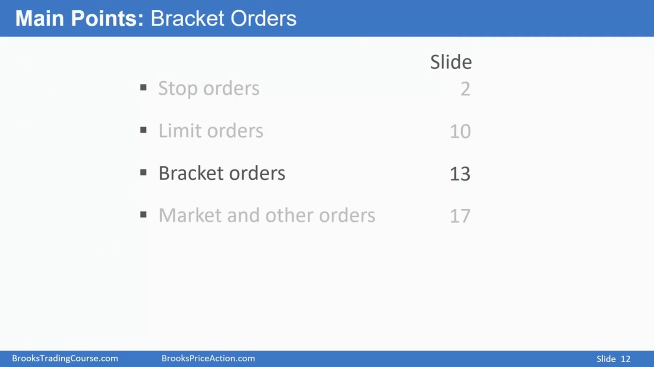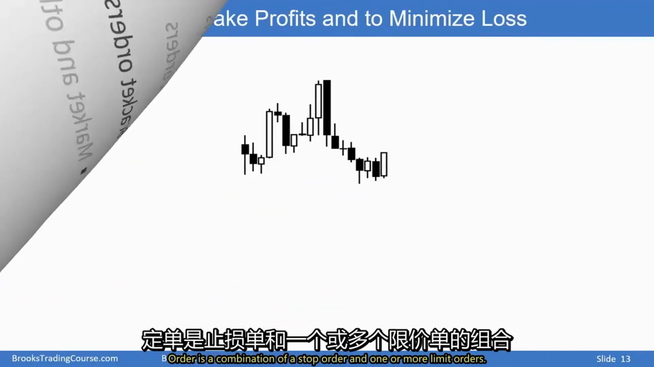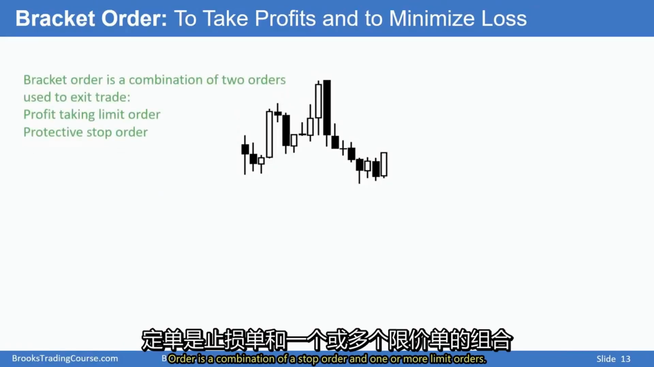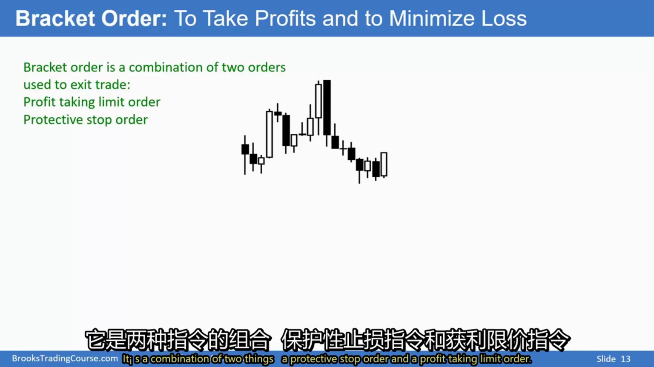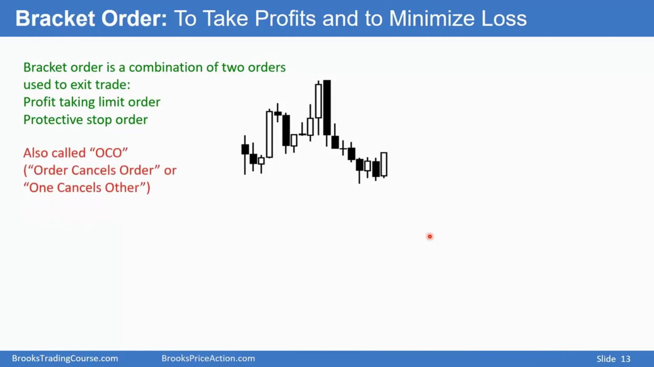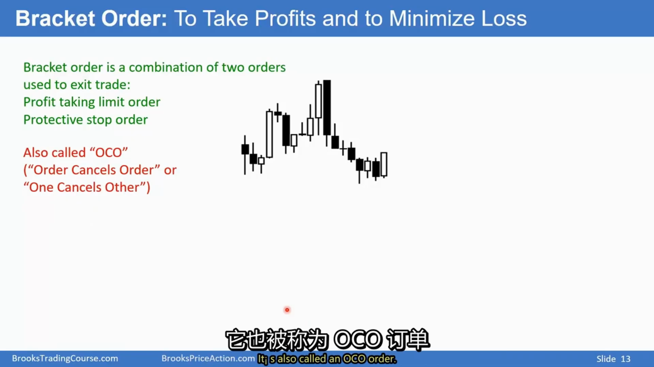I now want to talk a little bit about bracket orders. A bracket order is a combination of a stop order and one or more limit orders. Whenever you're in any trade, you should always have a bracket order operating. It's a combination of two things, a protective stop order and a profit-taking limit order. A bracket order brackets the current market, the current price.